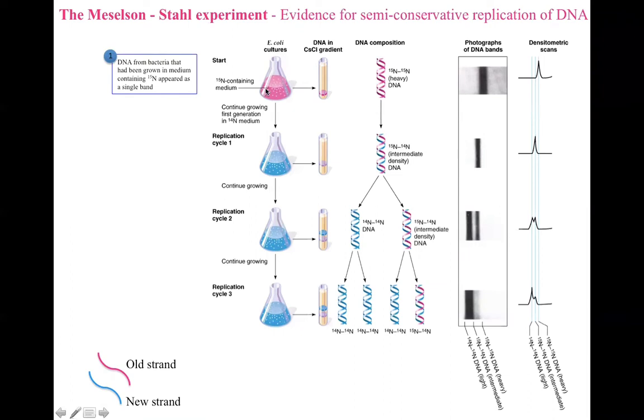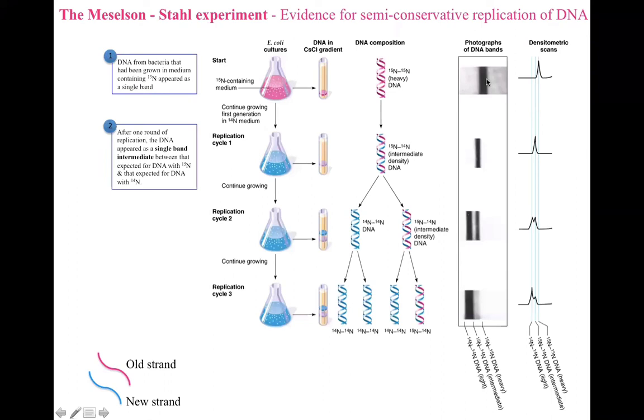So this is the E. coli culture, grown in N15 containing medium. Afterwards, these cultures were transferred to a medium containing N14, represented in blue color. When the colony is harvested from the N15 containing medium, the DNA is isolated and centrifuged, and it forms one thick band. That means at the strand level, all the nucleotides, adenine, thymine, guanine, and cytosine, will have N15 in their ring structure.